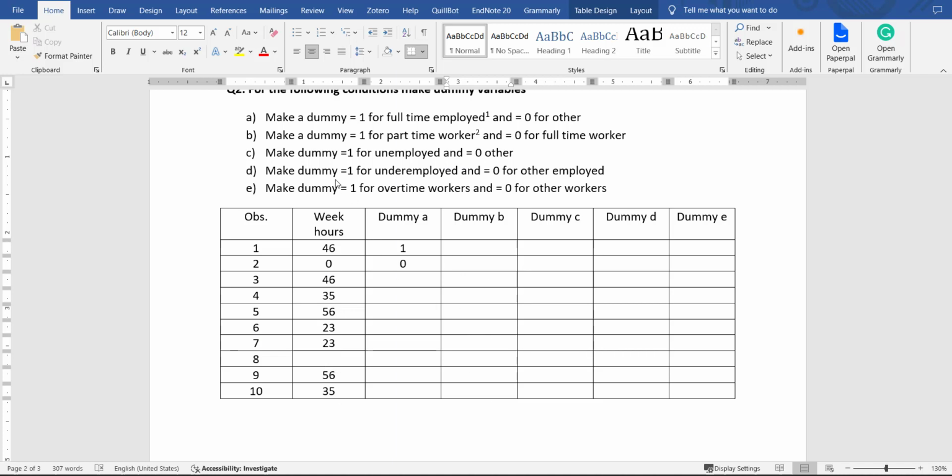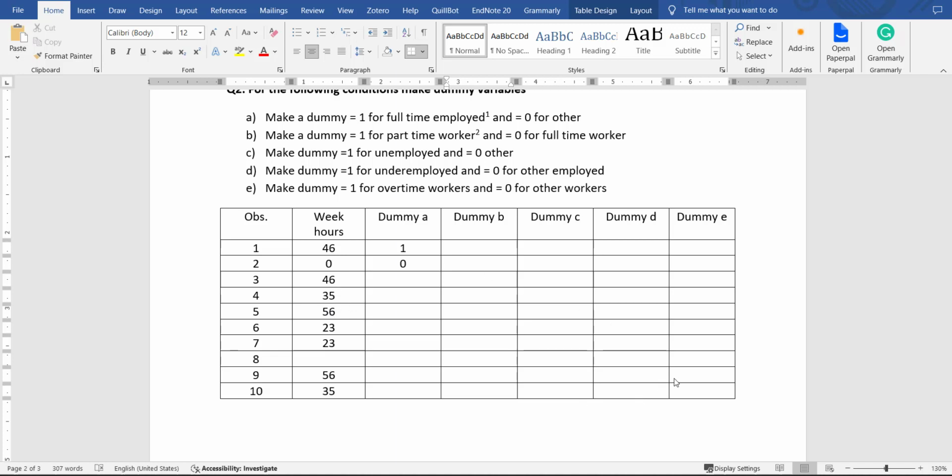Next is, now here I have categorized 1 for underemployed and 0 for other employed. So underemployed is a person who has more hours than 23 but less than 46. Okay, so only the person who has 35, it will be 1, others will be 0. Last is overtime workers and other workers. So 56 will be 1 and 9th will be 1, others are 0.